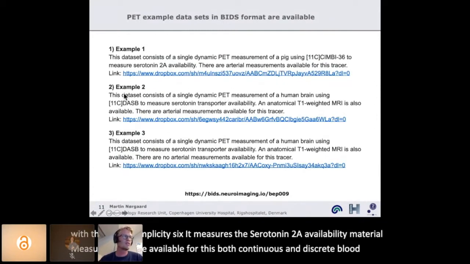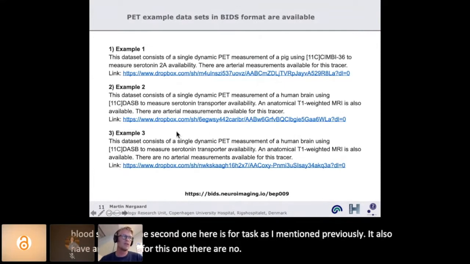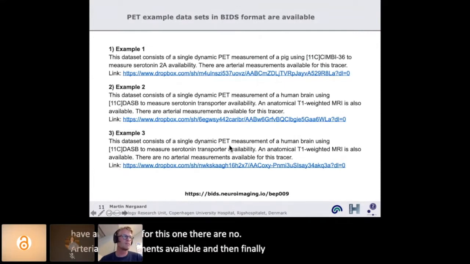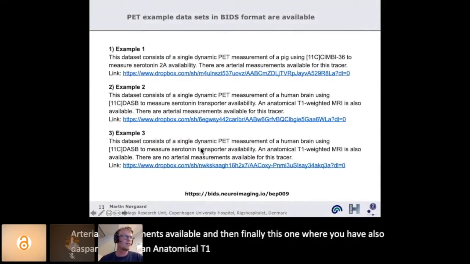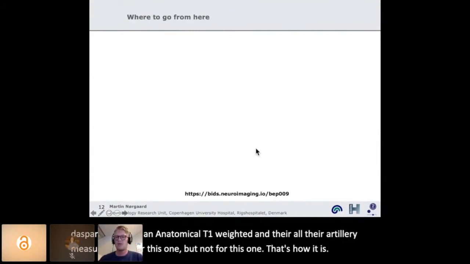The second one here is for DASP, as I mentioned previously. It also has an MRI, but for this one, there are no arterial measurements available. And then finally, this one where you also have DASP and you have an anatomical T1 weighted, and there are arterial measurements for this one, but not for this one. That's how it is. So finishing up, where to go from here?